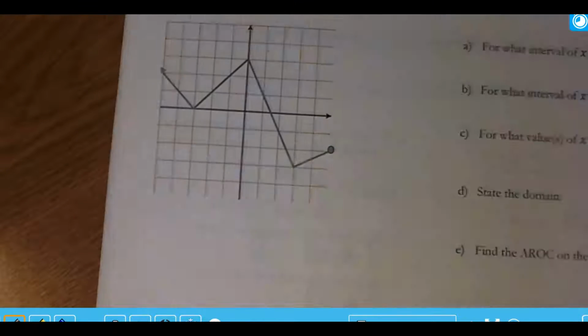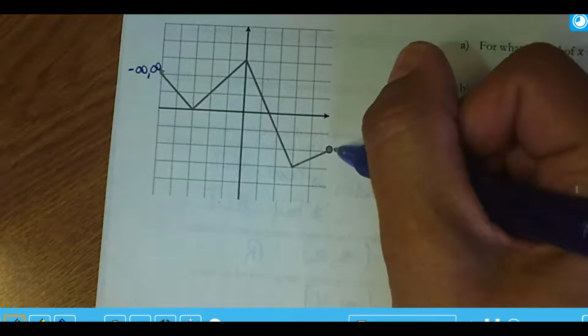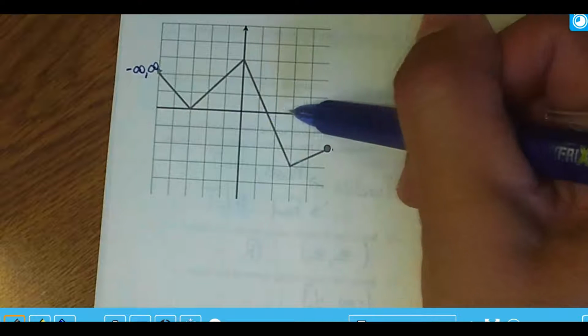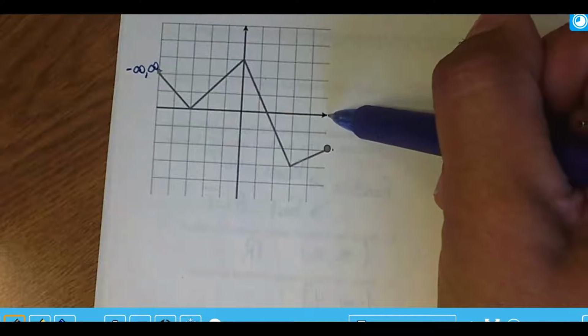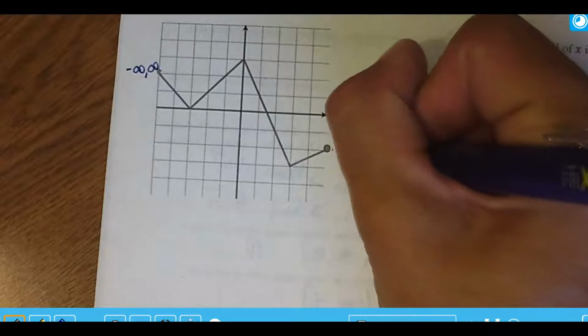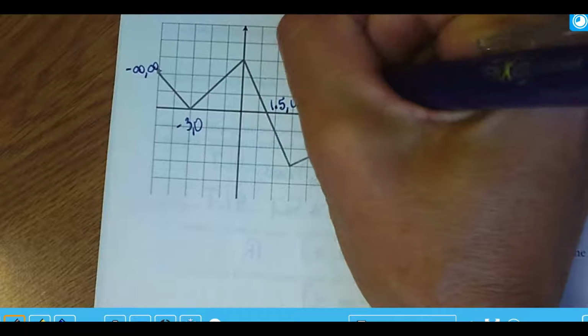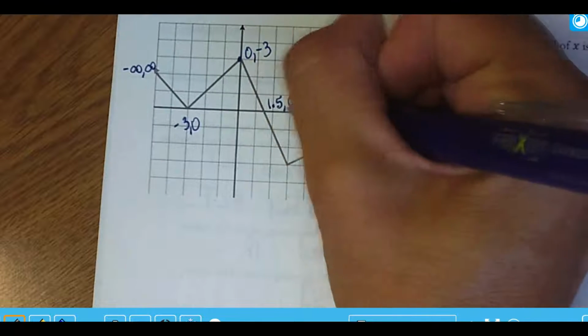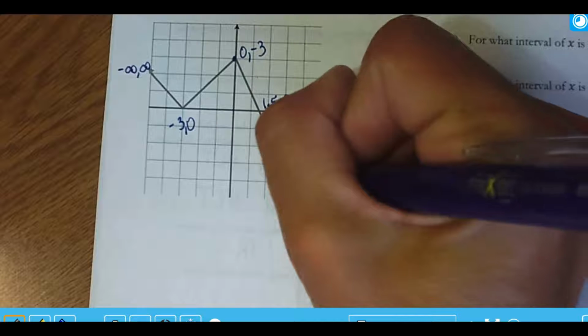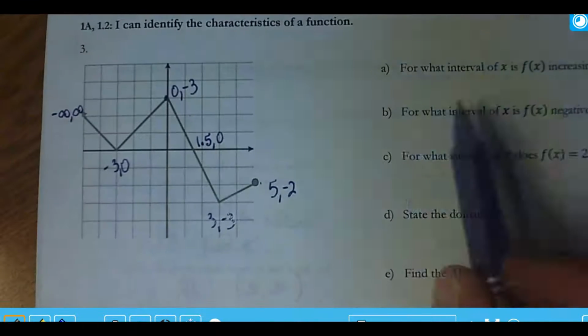I'm going to mark up my graph. So this is the left side, so x is -infinity and y is infinity. This is where it's going to end, and I'll just make that 1, 2, 3, 4, maybe 5, -2. And then where it hits the x-axis, so -3, 0, and this is about 1.5, 0. And where it turns. So this is 0, -3, and this is going to be 3, -3. So let's go through this.